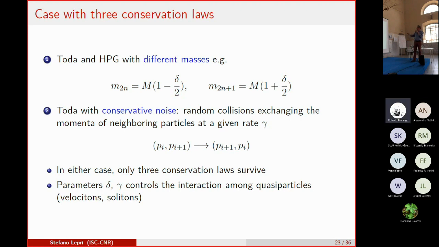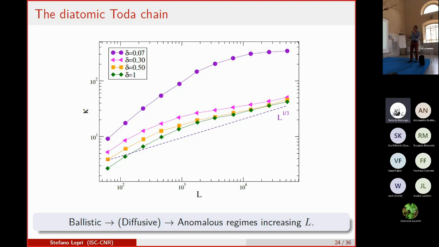The parameter delta, for example, controls the distance from the integrable limit. If delta is 0, we recover the standard Toda. And the rate in the second model controls the distance from the integrable limit. So what happens? This is just a numerical simulation for the diatomic Toda chain. I simulate the conductivity with the method that I explained before as a function of length. If the system were anomalous, as I expect, this quantity should grow as a power of the size with the exponent 1/3.